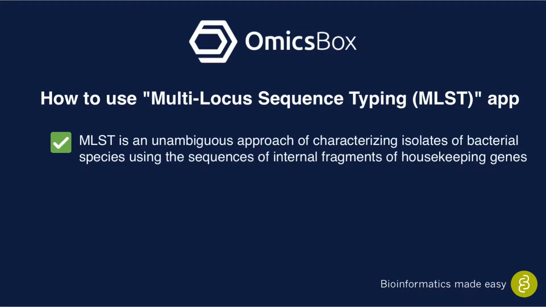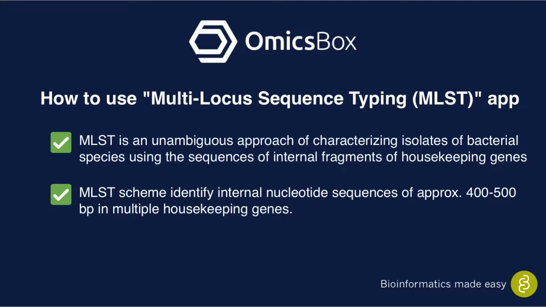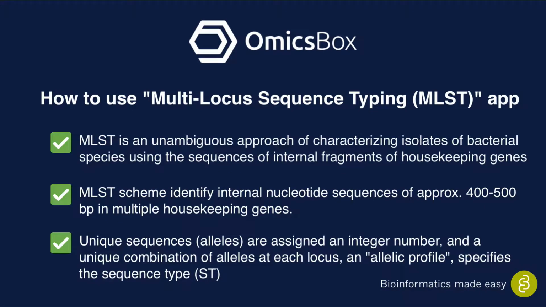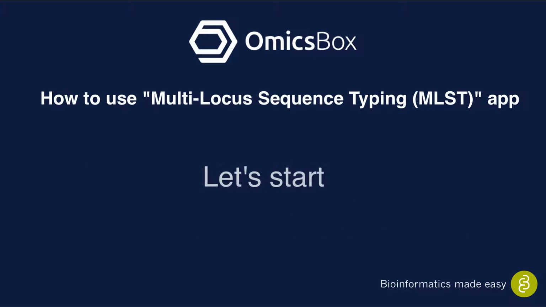MLST is an approach of characterizing isolates of bacterial species using the sequences of internal fragments of housekeeping genes. It identifies internal nucleotide sequences of approximately 400 to 500 base pairs in multiple housekeeping genes. Unique sequences are assigned an integer number, and a unique combination of alleles at each locus specifies the sequence type. Let's start.